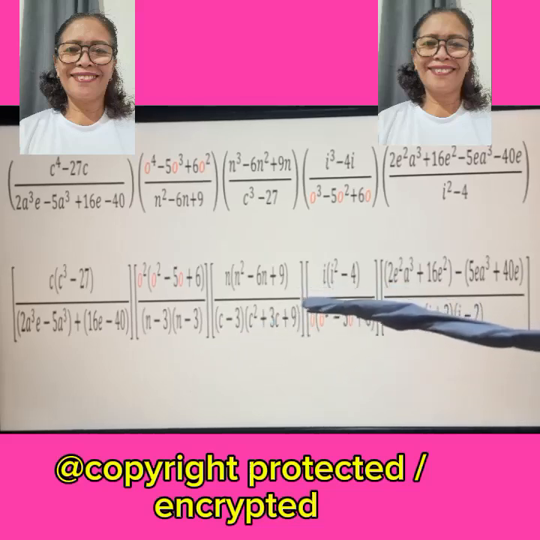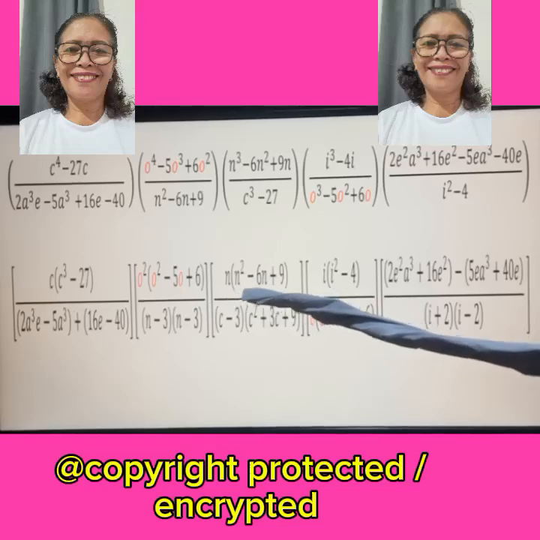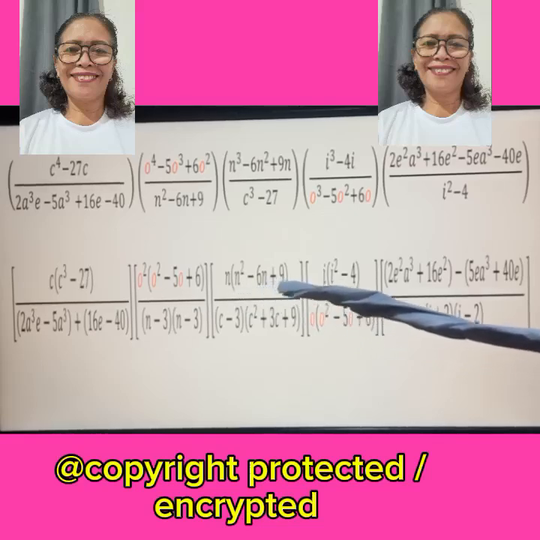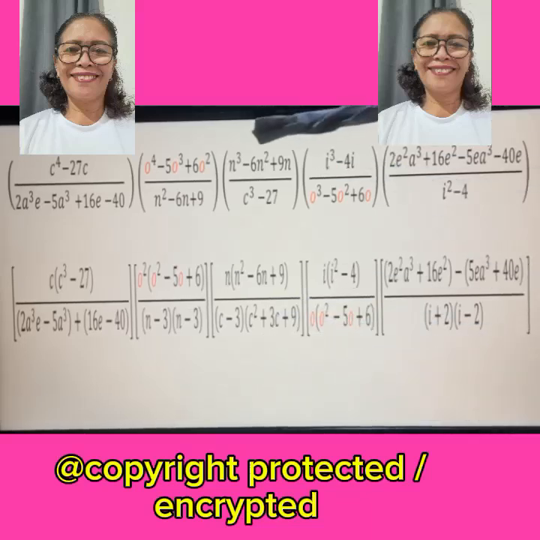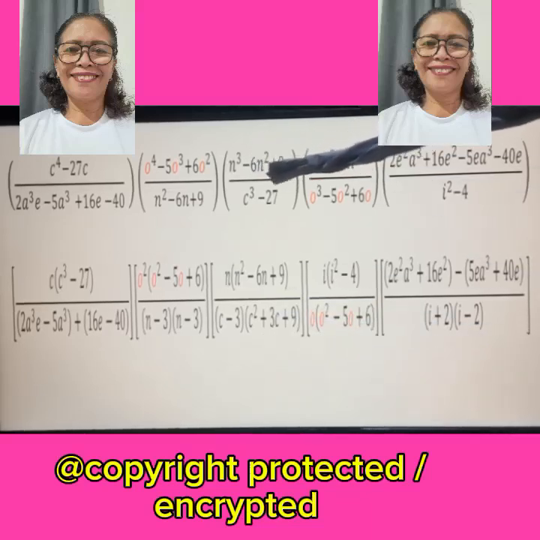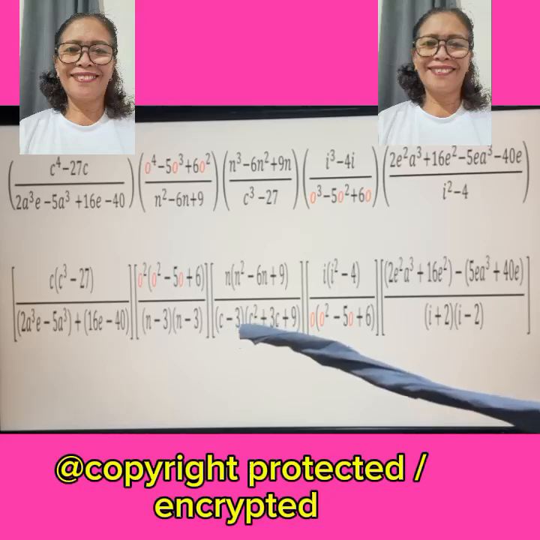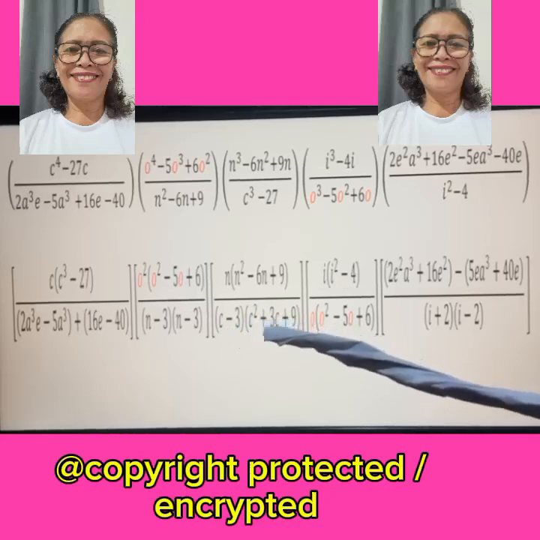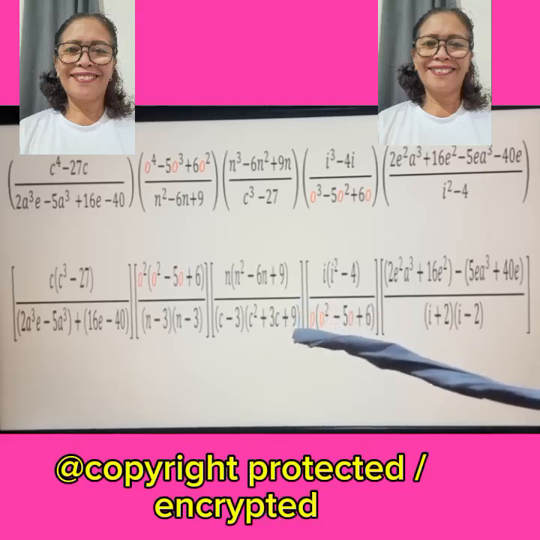The next letter is letter N. The common is n. We have n times n squared minus 6n plus 9 divided by c cubed minus 27, and c cubed minus 27 is one of the examples of difference of cubes. To factor, we have the first factor, c minus 3 times c squared plus 3c plus 9.